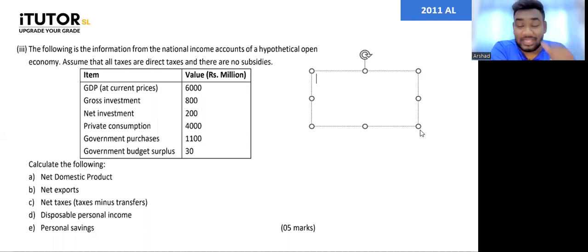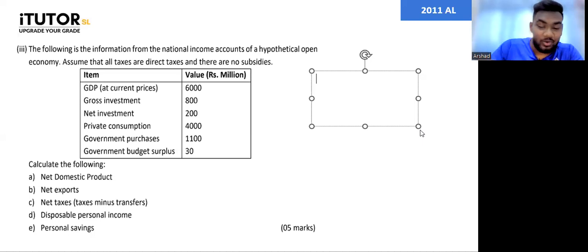Look at this information and tell me, guys, there is GDP given. There is already GDP. You don't even have to calculate it. Gross investment, net investment, private consumption, government purchases. Just look at the components and tell me which approach this is. This is the expenditure approach. Fine.